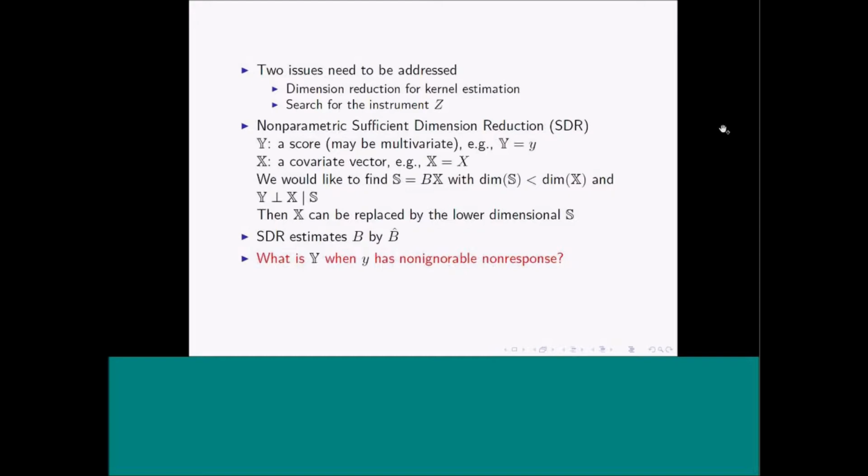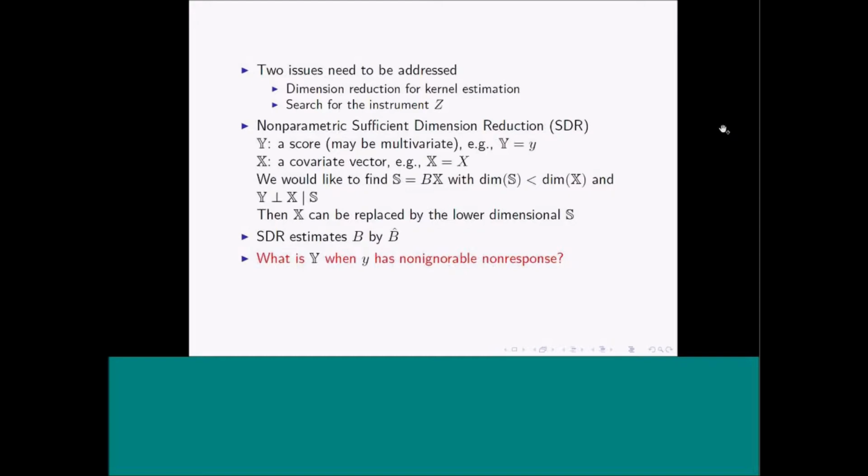But in the non-ignorable situation, we know that these two distributions are different. The one with delta equal to 1 and the one with delta equal to 0 are different. So if you do sufficient dimension reduction with the delta equal to 1 part, the B you find does not apply to the other part of the distribution, and therefore the problem is still not solved. So how do we do sufficient dimension reduction when we have non-ignorable missing data?